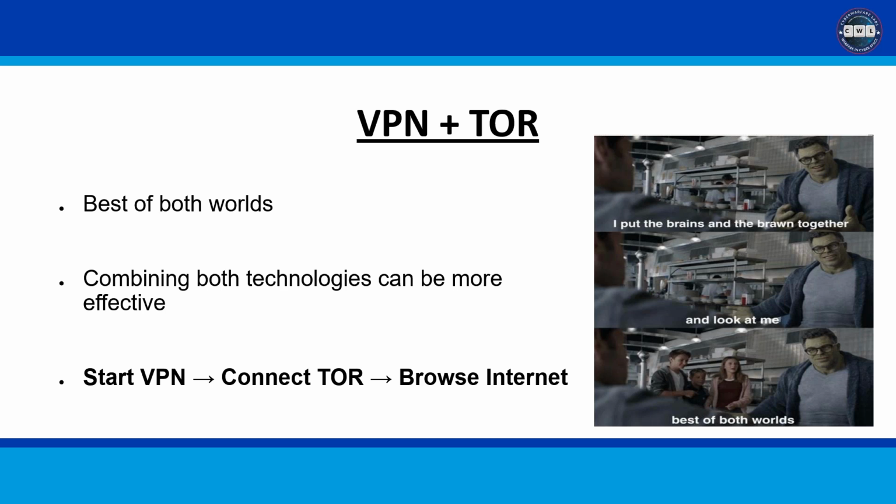But then again, you have to follow certain measures here. Your VPN should be started first, and then you have to connect Tor. Do not connect Tor until you have confirmation that your VPN is connected and you are getting the IP of your VPN server. After that, you can connect with Tor and browse the internet, and then you will have a good measure of privacy plus anonymity.